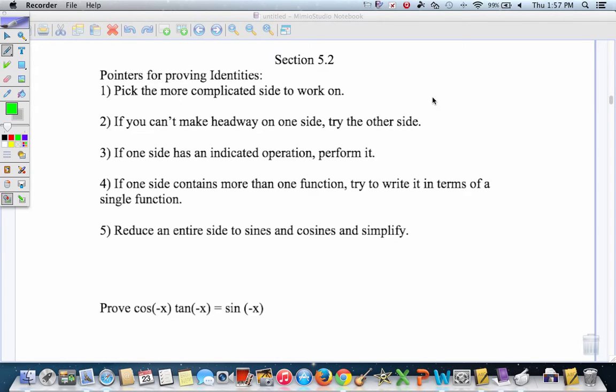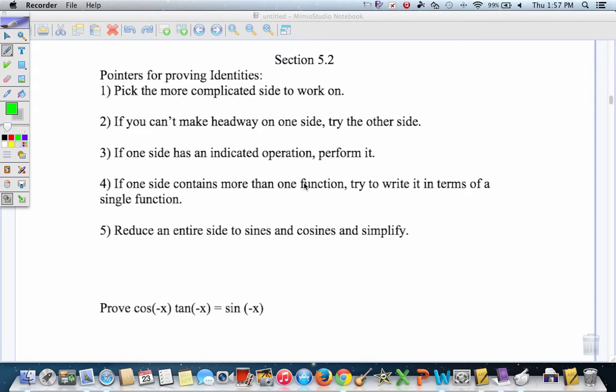Pointer number two, if you can't make headway on one side, try the other side. Pointer number three, if one side has an indicated operation, if it says to multiply, go ahead and multiply them together. If it says to add, go ahead and find common denominators, add those together, and so forth. Number four, if one side contains more than one function, try to write it in terms of a single function.